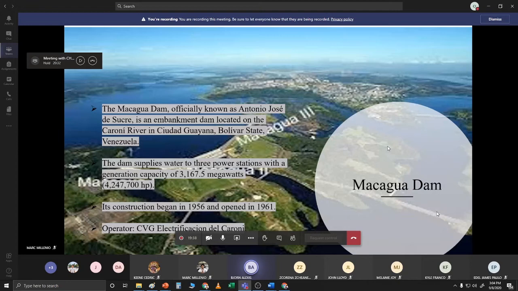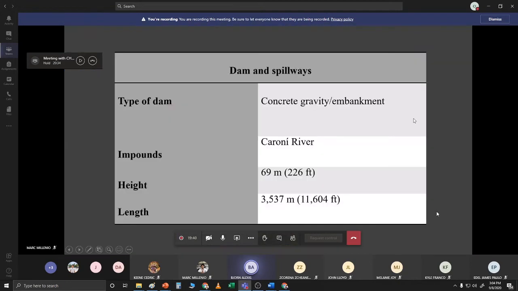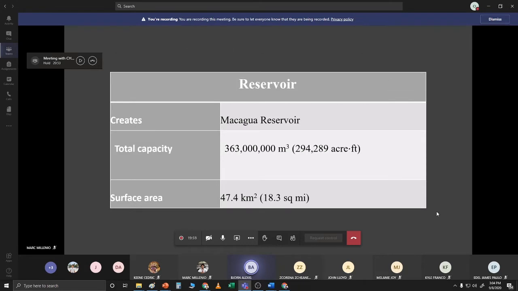Yeah, tapos yung type of dam niya po ay concrete gravity din. So, ang impounds niya po yung Caruachi River. Ang height niya po ay 69 meters and overall length niya po ay 3,537 meters. Tapos yung creates niya po ay Mahagua Reservoir. Tapos ang total capacity niya po ng reservoir ay 363 million cubic meters at may surface area po na 47.4 square kilometers.